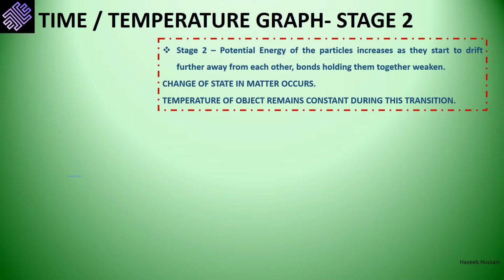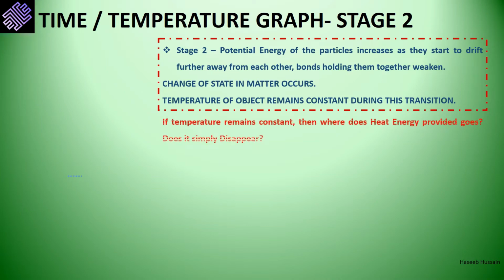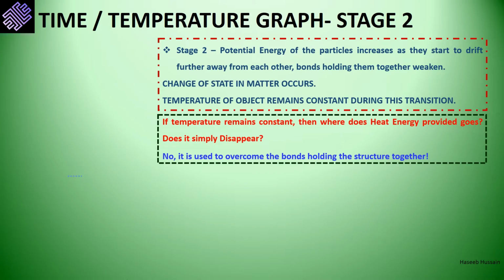So if the temperature remains constant, does this mean that the energy provided simply disappears? Clearly, this goes against the law of conservation of energy. Actually, the energy provided transforms into potential energy and is used to overcome the bonds holding the structure together. As potential energy increases, the temperature of an object remains constant. We can represent this through a time temperature graph.